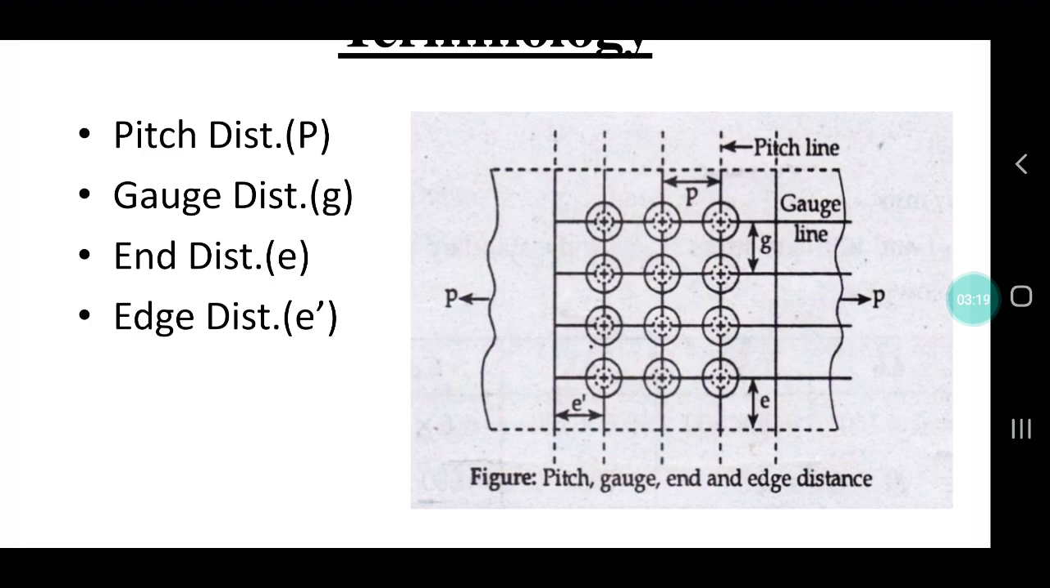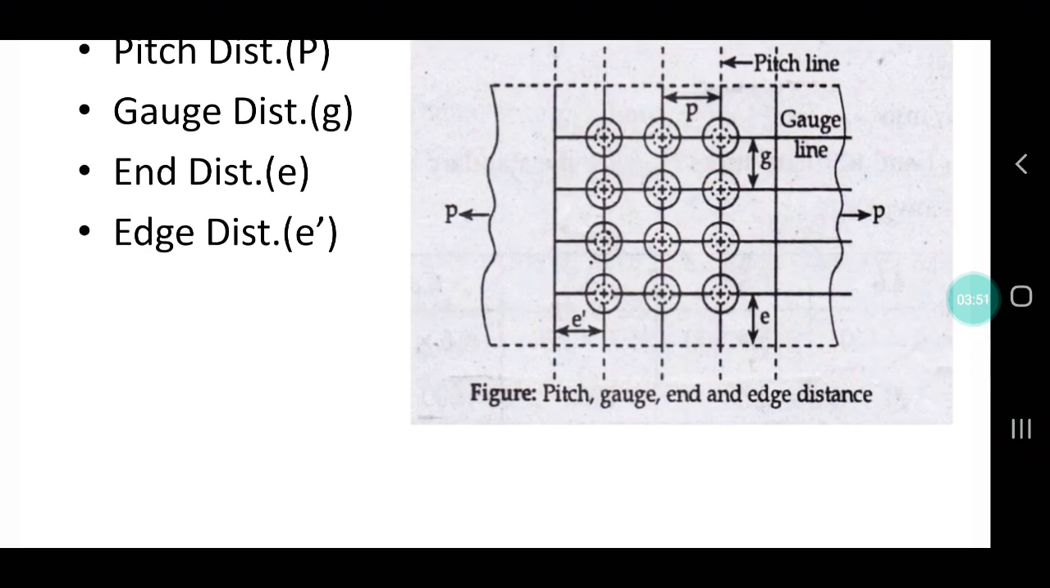Next is the gauge distance, the distance between two consecutive bolts perpendicular to the direction of force is known as the gauge distance. Sufficient pitch and gauge distance should be provided to avoid the different failures of the connection. That's why this terminology came into the design chapter, to show the different notations and the importance of it.